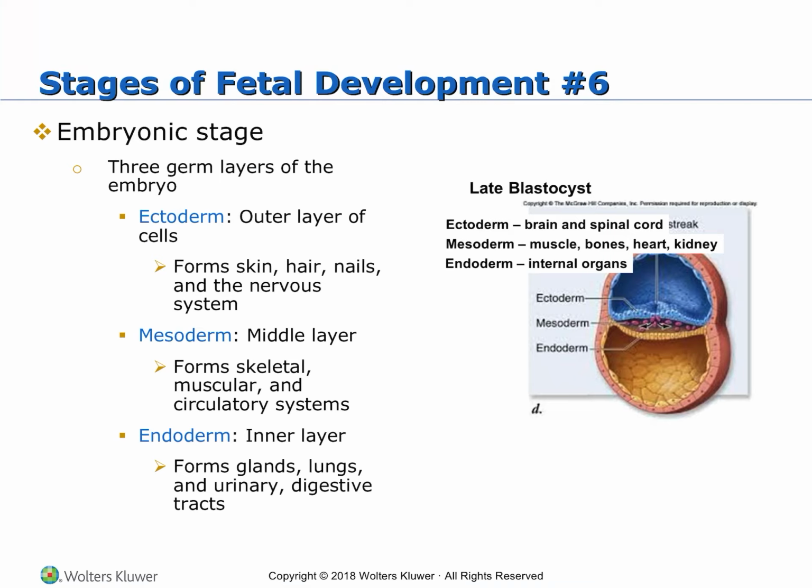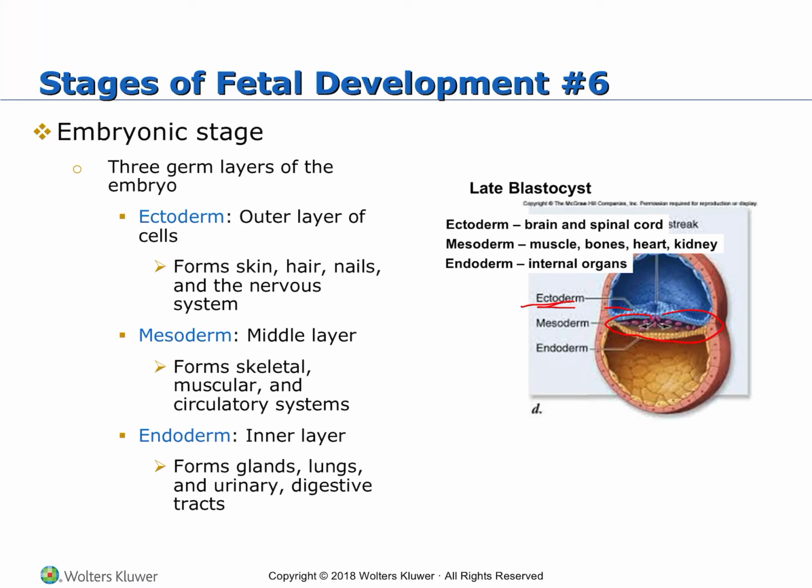So the ectoderm is the outer layer of the cells. If you look over here, here's our ectoderm. This forms our skin, hair, nails, and the nervous system. So the brain and spinal cord come from that ectoderm. Important stuff to know. The mesoderm is that middle layer, so that's this layer in here.